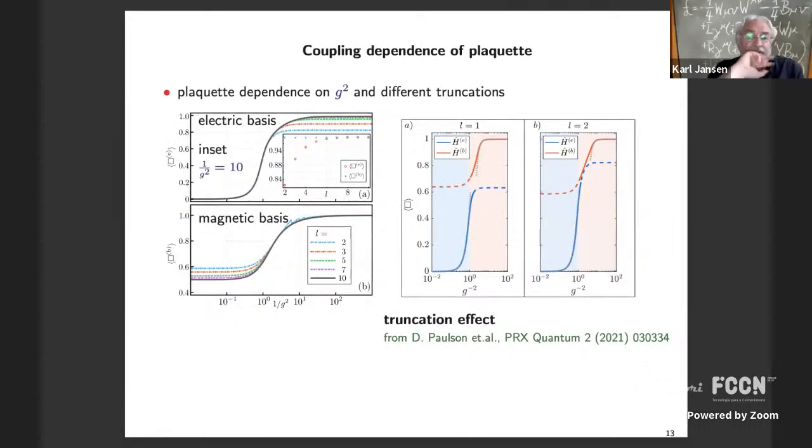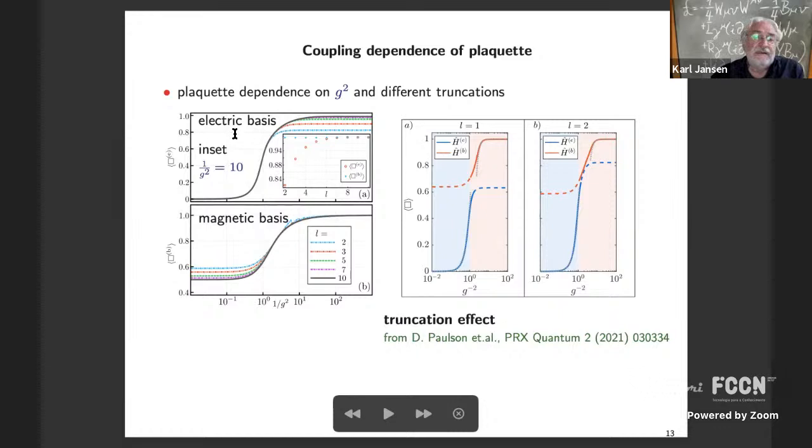Okay, and here we did now the experiment and looked at this truncation. So this is the plaquette expectation value measured when we use the electric basis, and this is the plaquette expectation value when we use the magnetic basis. This is as a function of 1 over g squared, and the continuum limit is for large values of this 1 over g squared, so towards here.